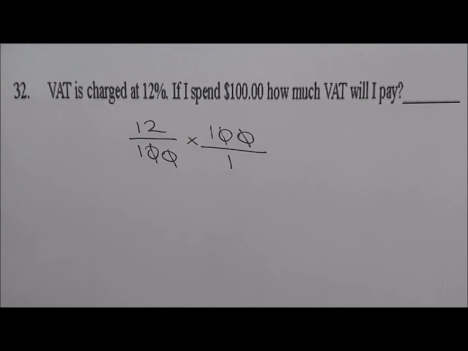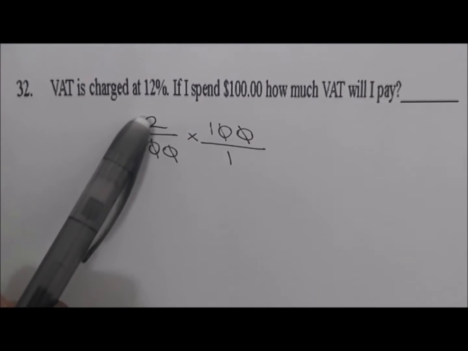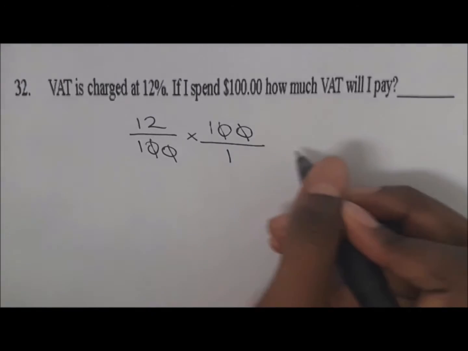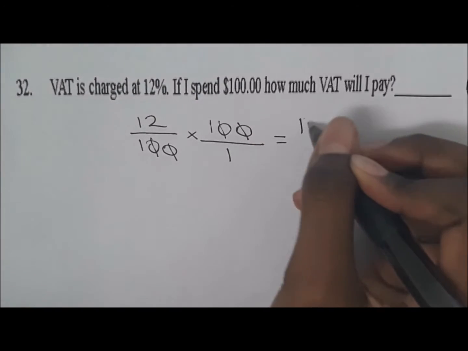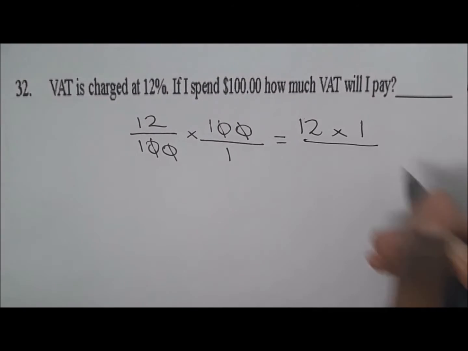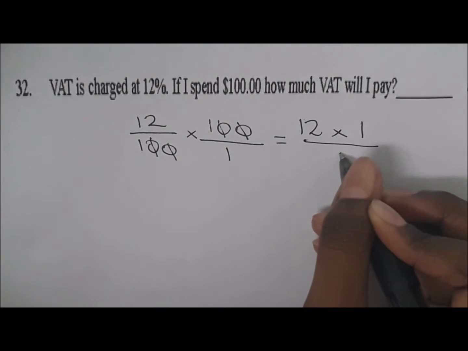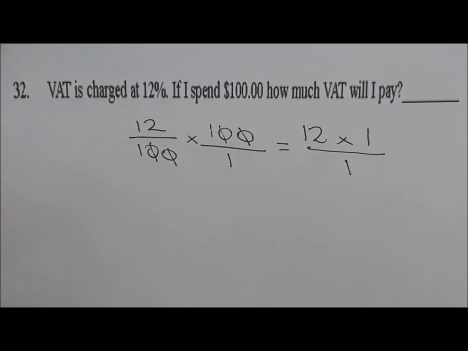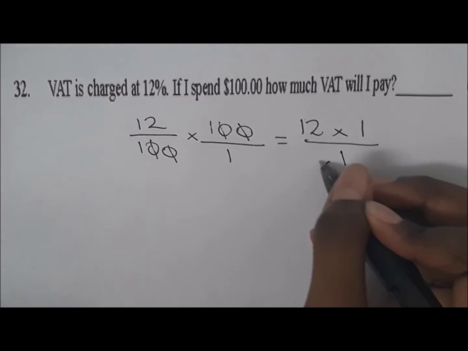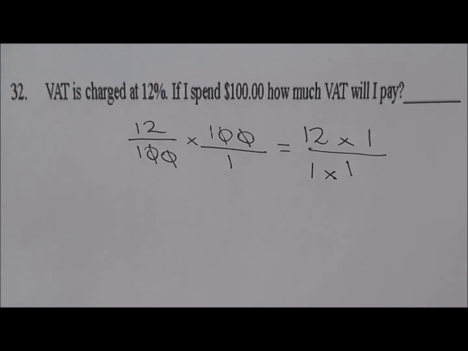Okay, what are you left with on the top and on the bottom? 12 and 1 and 1. Top, what are you left with on the top? 12 times 1. Write that. Equal 12 times 1 all over 1 times 1. 1 times 1 is 1. Okay. Just write 1 times 1 on the bottom. Right, now put equal and then put your answer.